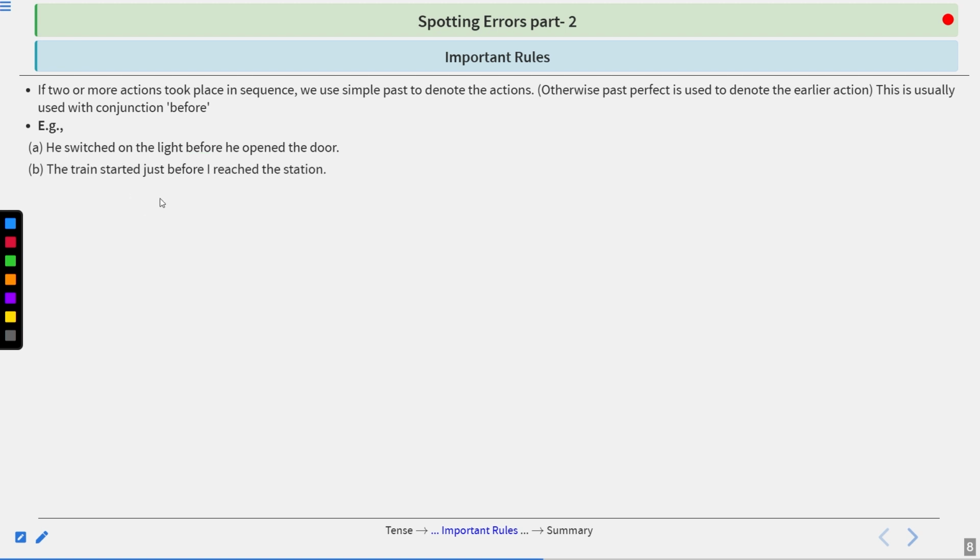The train started just before I reached the station. Here you can say that the train started before I reached the station. So the starting of the train is the preceding one.